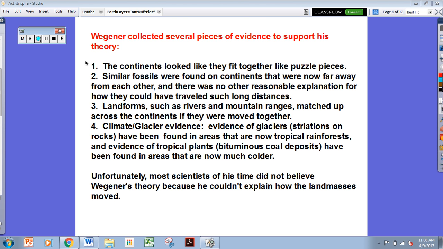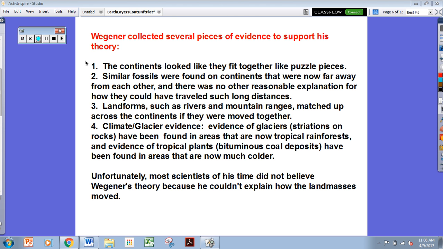So again, this glacier and climate evidence was the final piece of evidence that Wegener found to support his idea that the continents have not always been in the locations that they are today. They were once at a different arrangement, and they moved over time.